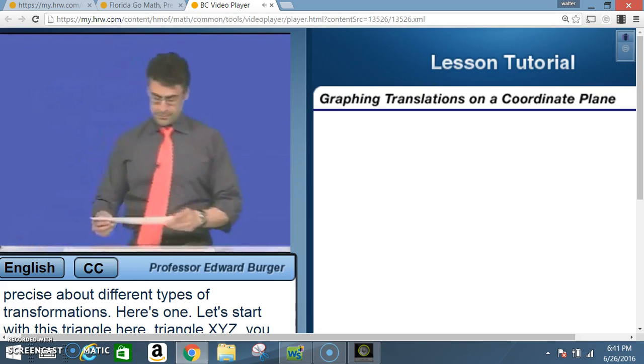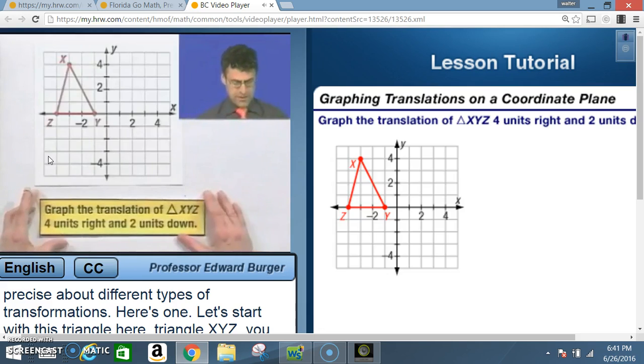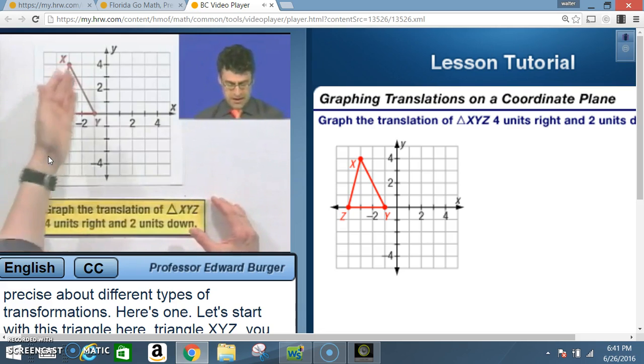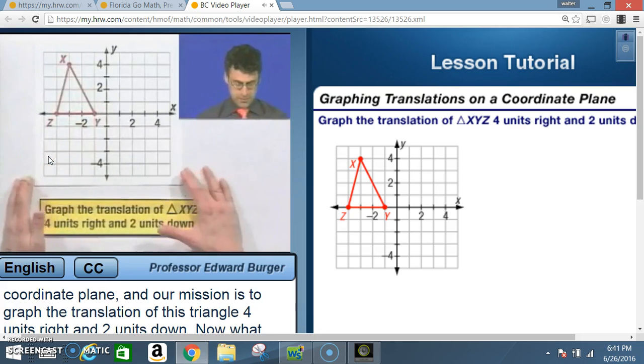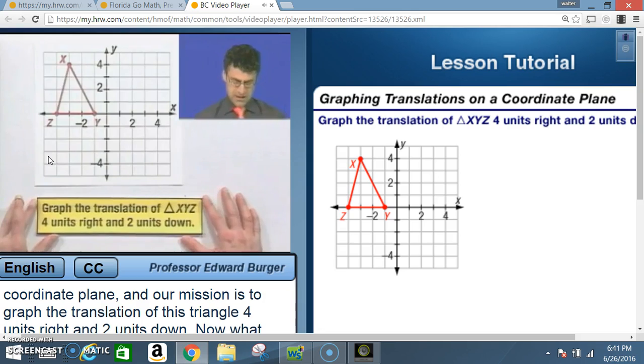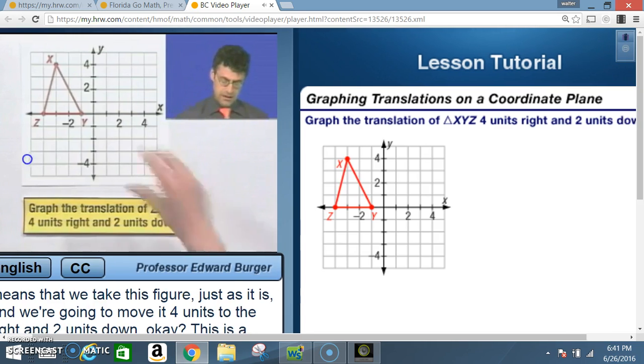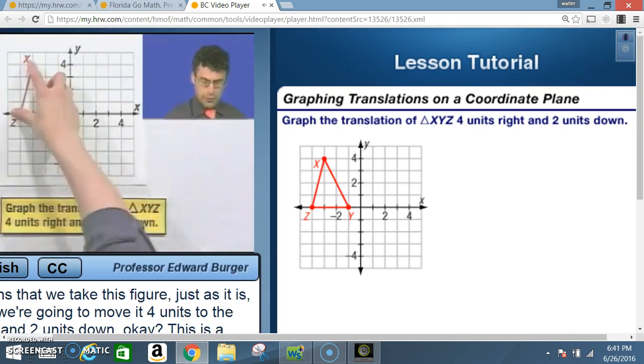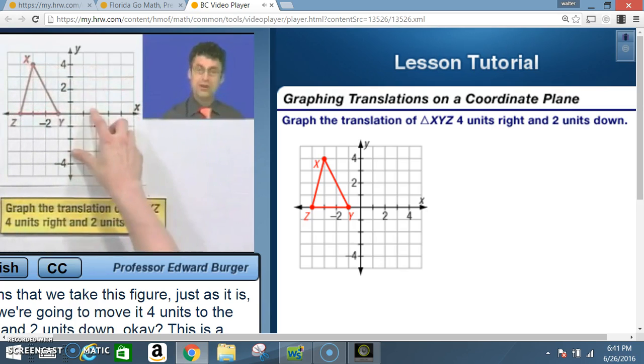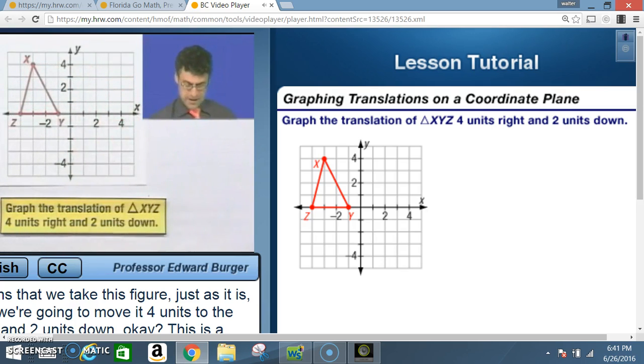Here's one. Let's start with this triangle here, triangle XYZ. You can see it here in the coordinate plane. And our mission is to graph the translation of this triangle 4 units right and 2 units down. Now, what does that mean? It means that we take this figure just as it is, and we move it 4 units to the right and then 2 units down. Okay? This is a translation.